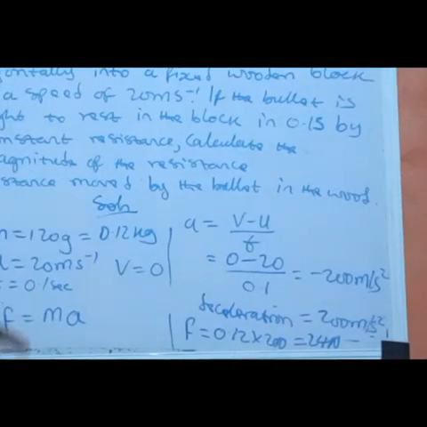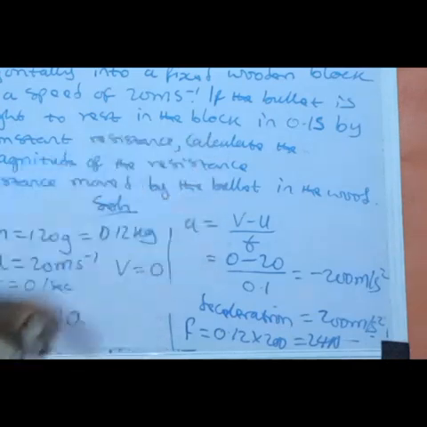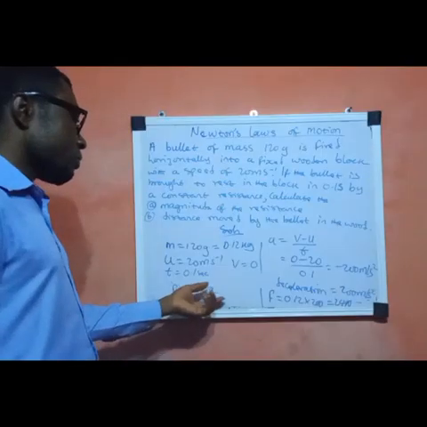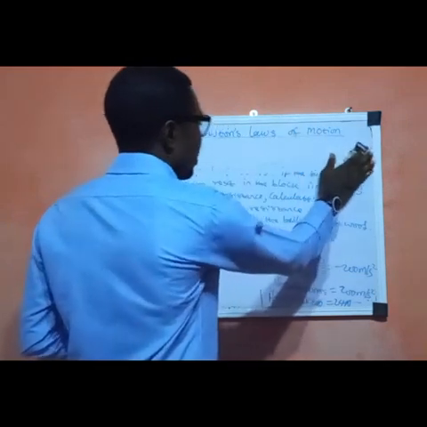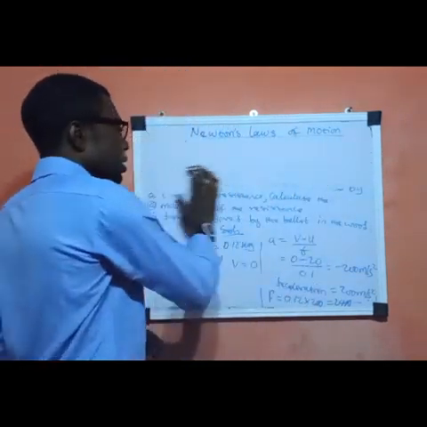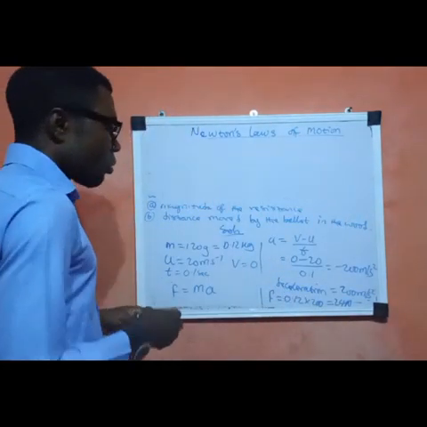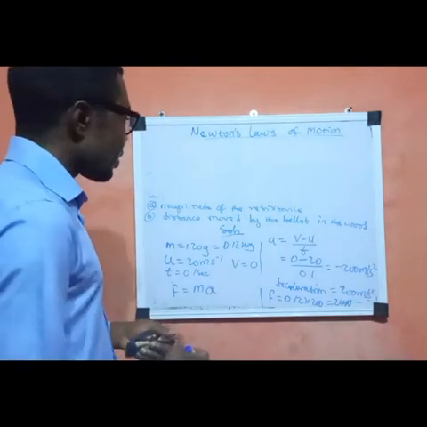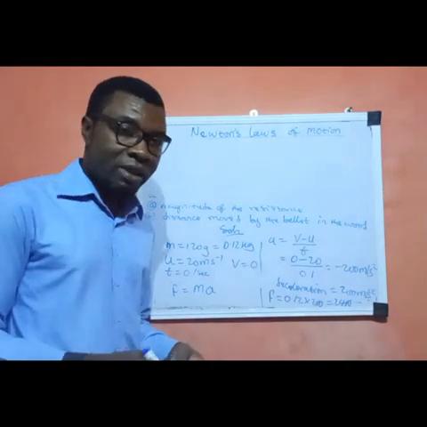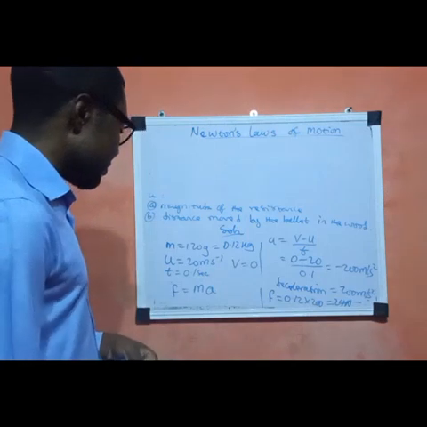Then the second question said we should calculate the distance moved by the bullet in the wood. The distance moved by the bullet cannot be gotten from this formula. We go back to the equations of motion. Remember, this is still a linear motion. The three equations of motion are v equal to u plus at, v squared equal to u squared plus 2ax, and s equals ut plus half at squared.